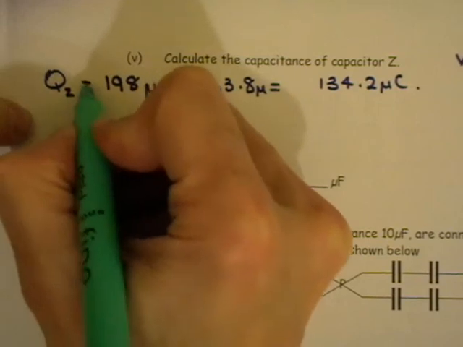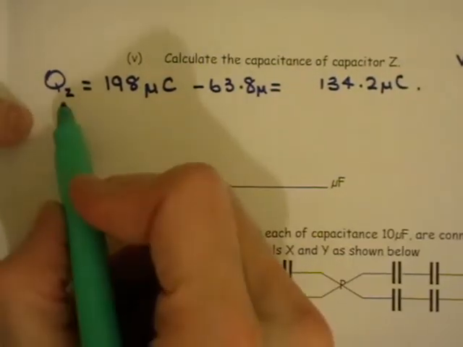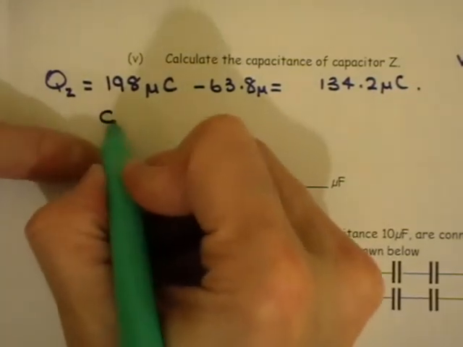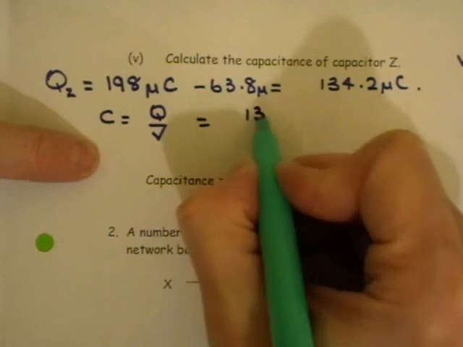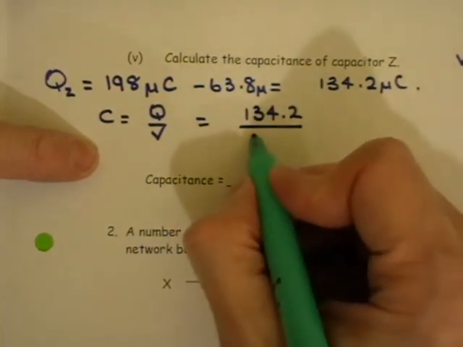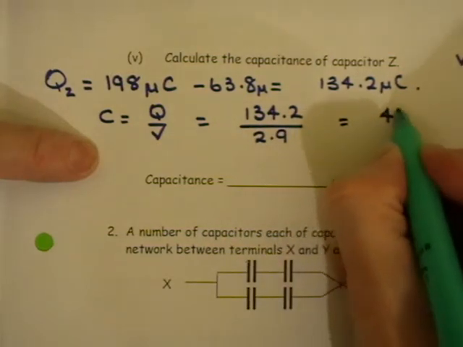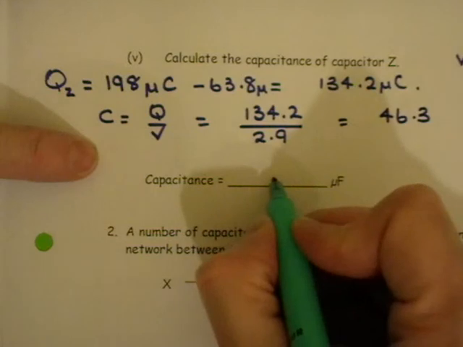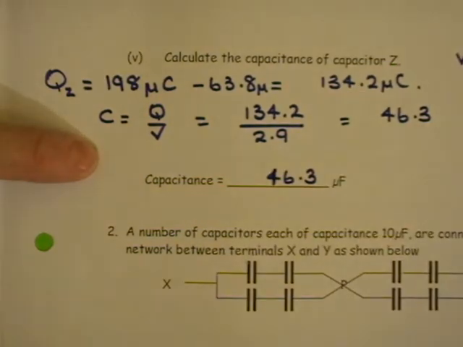So the charge across Z. We know its voltage, and we have its charge. So C is going to be equal to Q over V, and that's equal to 134.2 divided by 2.9. And the answer comes out as 46.3, and again it's micro, 46.3 microfarads.